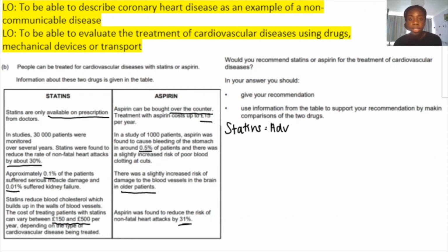Another factor to also take into account is the size of these trials. If you look at the statins trial, that was based on 30,000 patients, whereas the aspirin study is based on 1,000 patients. So obviously the study with the statins is a lot more representative and likely to be more reliable. So we could put that the aspirin needs larger trials in order for us to recommend using it. But for this question, it's really down to your own opinion. You can choose either one, just make sure you back it up with evidence provided in the text.